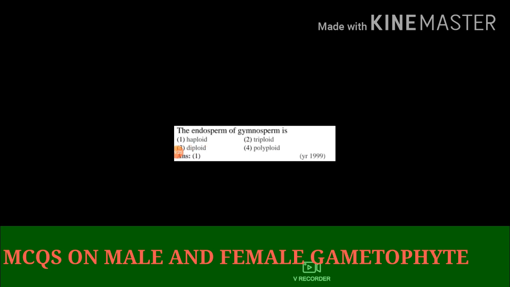Next question: the endosperm of gymnosperm is. What is endosperm? The endosperm is formed by the fusion of the secondary nucleus with one male gamete. And in angiosperms, the endosperm is triploid, due to the diploid secondary nucleus fusing with a haploid male gamete. But here the question is asked related to gymnosperm. In gymnosperm, the endosperm is haploid. This question was asked in 1999.